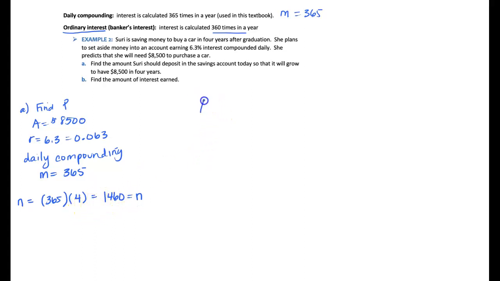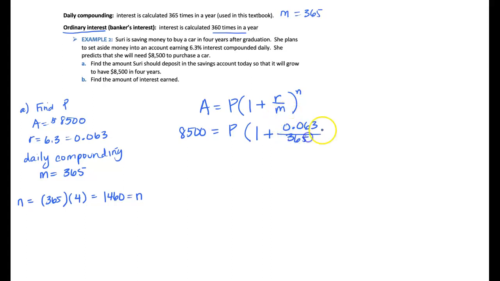Now let's go ahead and use our amount in the account for compounded interest and fill in what we know. We know the amount needs to become $8,500. We don't know the principal. 1 plus our rate, we decided as a decimal, was 0.063. Our M is 365 days in a year. And then our exponent was 1,460. Again, working with order of operations, we're going to simplify inside the parentheses first.